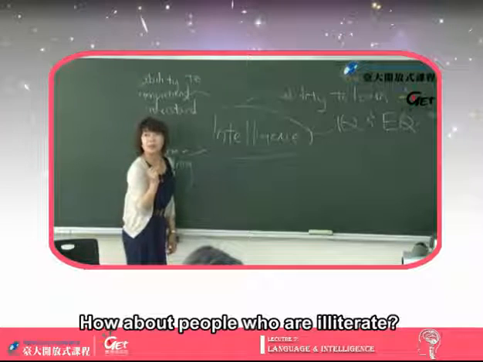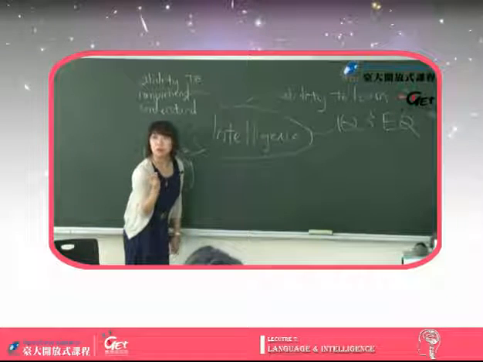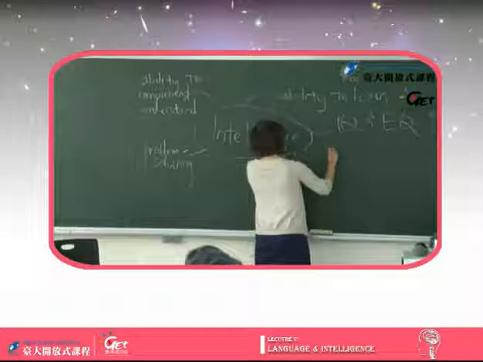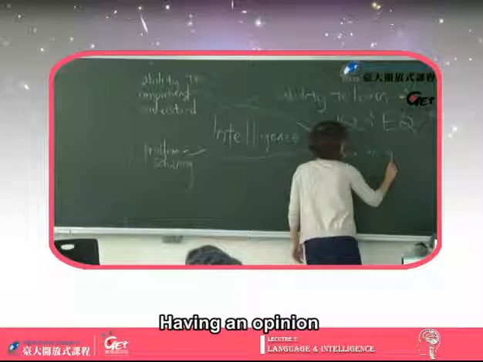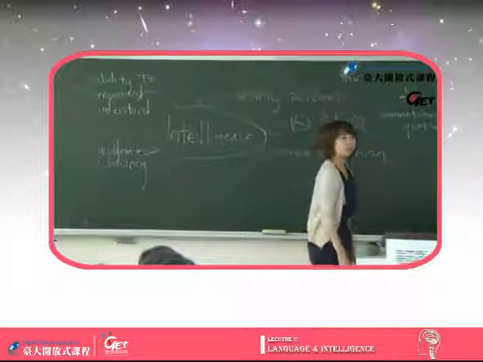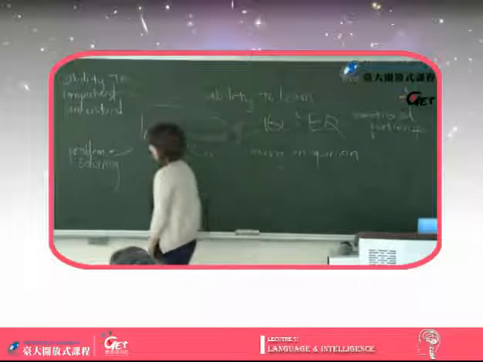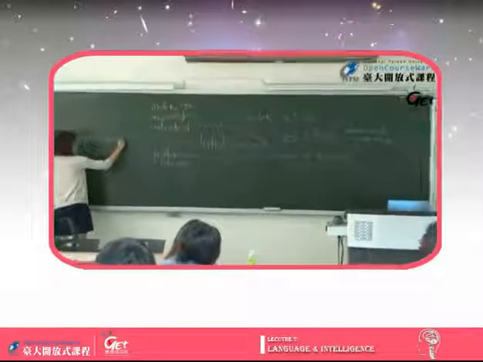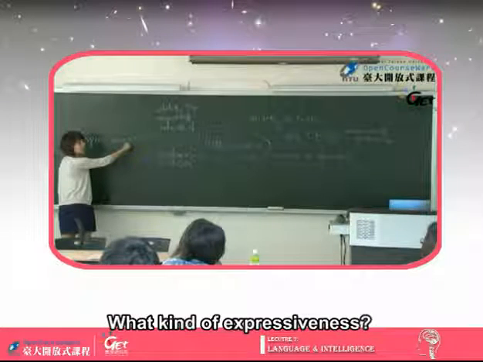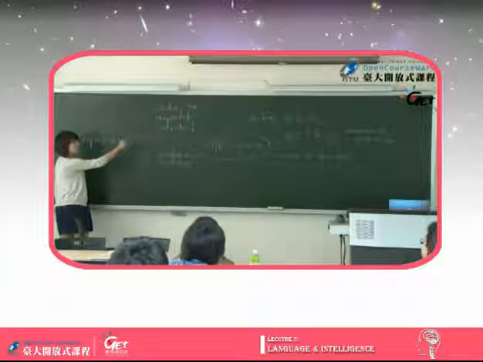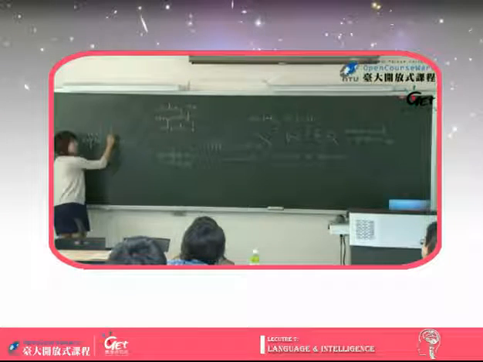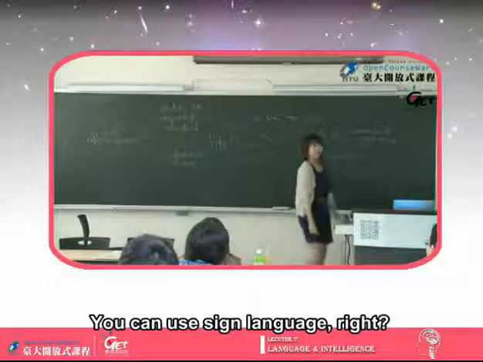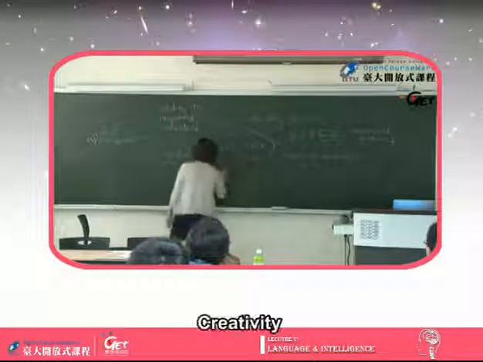How about people who are illiterate? Yeah. Ability to make his own opinion. Ability to what? To have his own opinion. Having an opinion. Yep. Expressiveness. What kind of expressiveness? You're talking about verbal. How about people who cannot speak? No, I'm kidding. You can use sign language, right? What else? Yeah. Creativity.